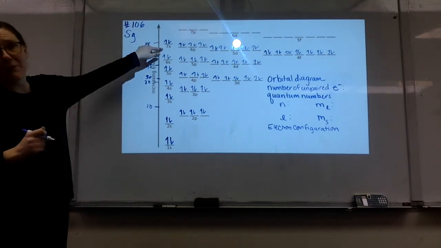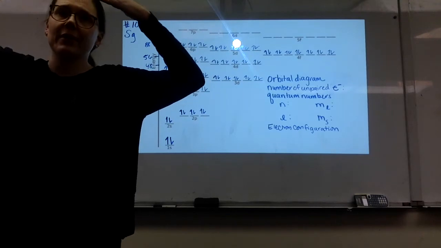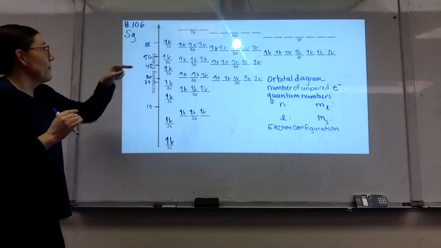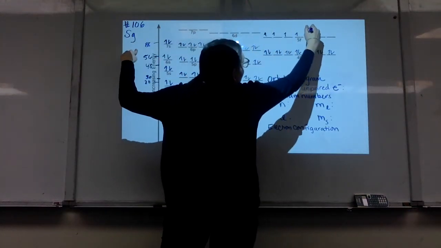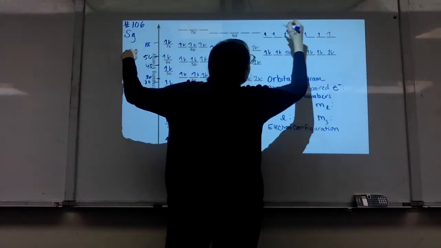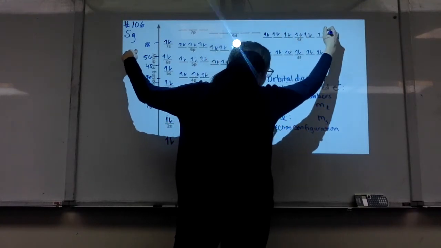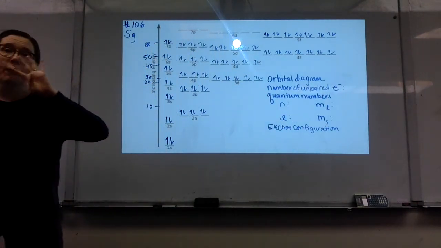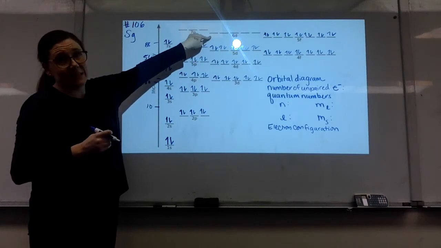Again, after the 7s comes the 5f because it's the next lowest in energy, and that's the order that you have to fill them. So we're on to the 5f. We're at 88 electrons. 89, 90, 91, 92, 93, 94, 95, 96, 97, 98, 99, 100, 101, 102. So we're at 102. We only have 4 electrons left. The next sublevel is 6d.